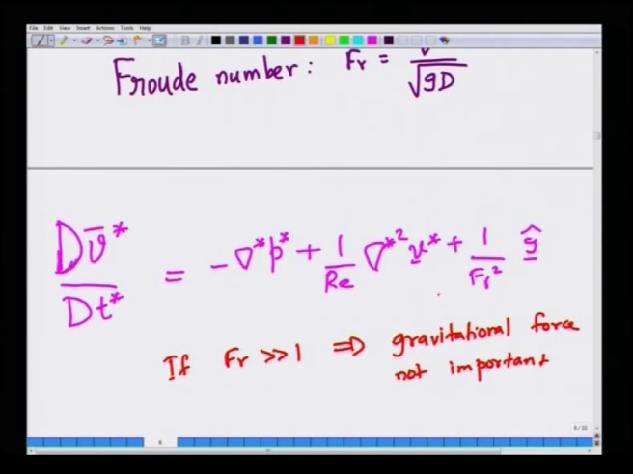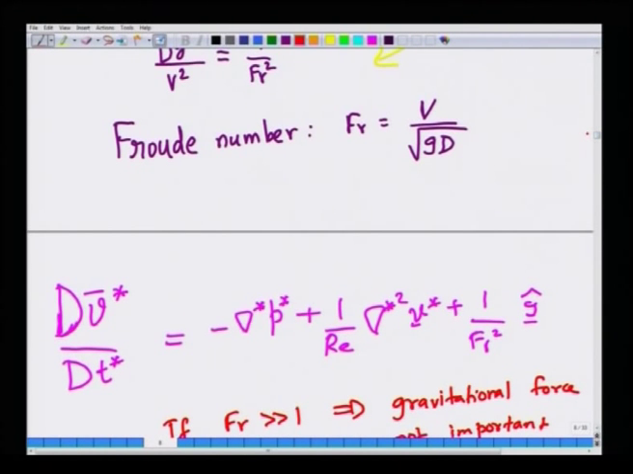So, in the limit of large Froude number, the Froude number is essentially a ratio of inertia to gravity. How do you find that? You can simply multiply both the numerator and denominator by something, so let us consider Froude squared. Froude squared is v squared by g d.